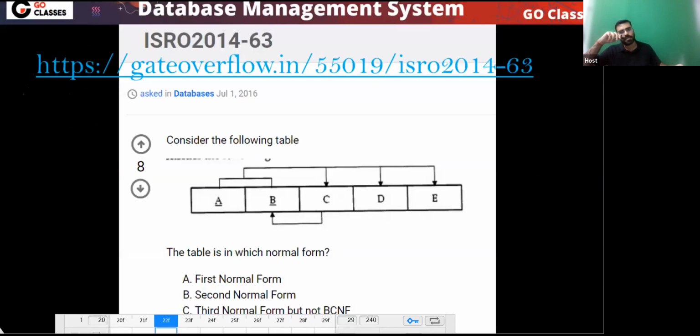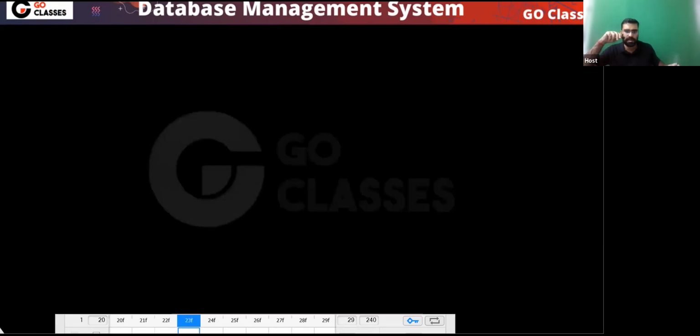Tell me the answer. This is another ISRO 2014 question. Consider the given table. A table is given to you. First of all, you have to find the functional dependencies, right? Yes or no? First of all, you have to find the functional dependencies. I told you in this notation how to find the functional dependency.